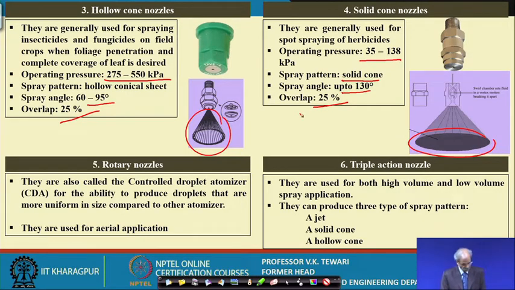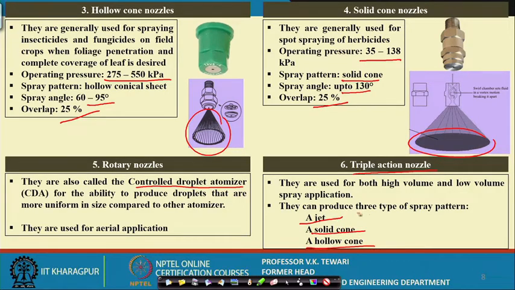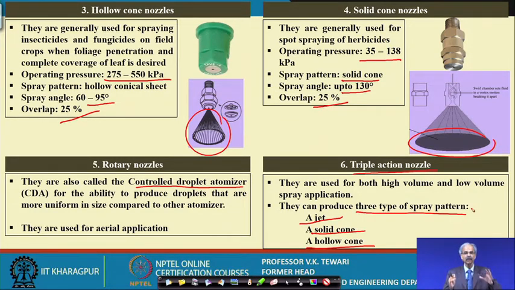The rotary nozzles, we have also talked of rotary nozzles. Controlled droplet atomizers are called CDA. Then there are triple action nozzles, which are jet type, solid cone, and hollow cone; they can produce 3 types of patterns. So, these are different types of nozzles which are used, and depending upon your requirement, you should select these nozzles.